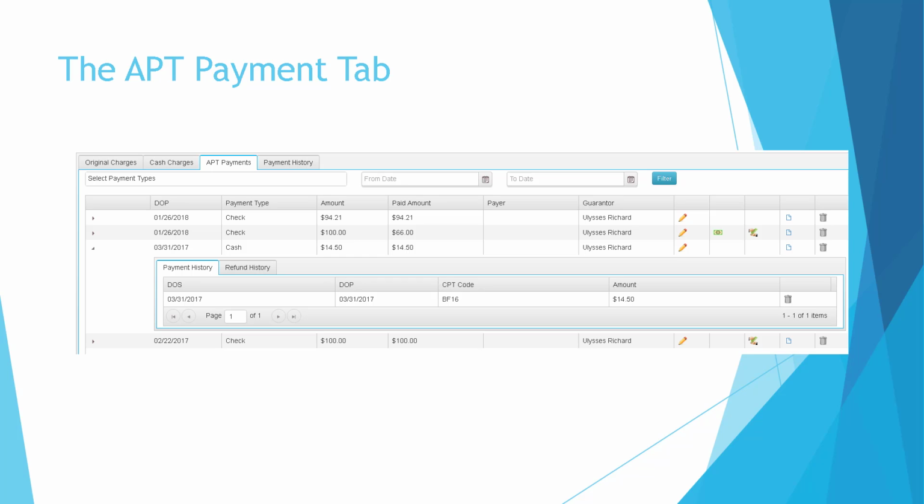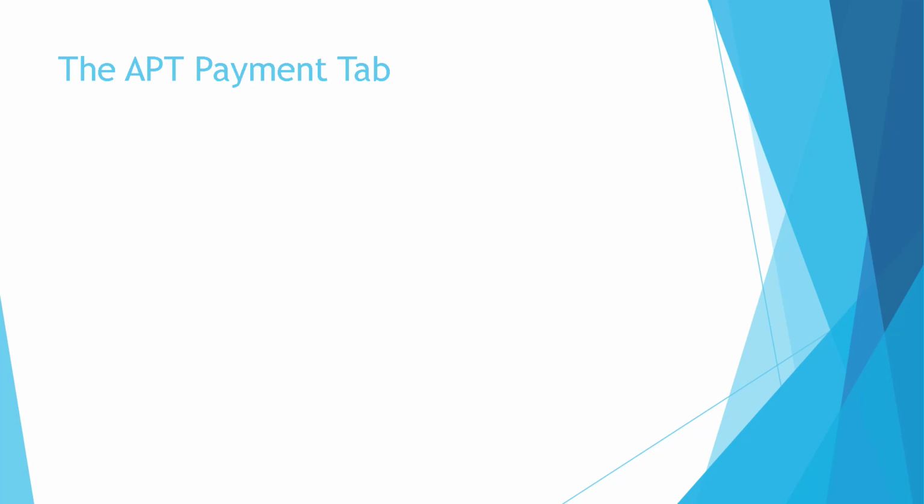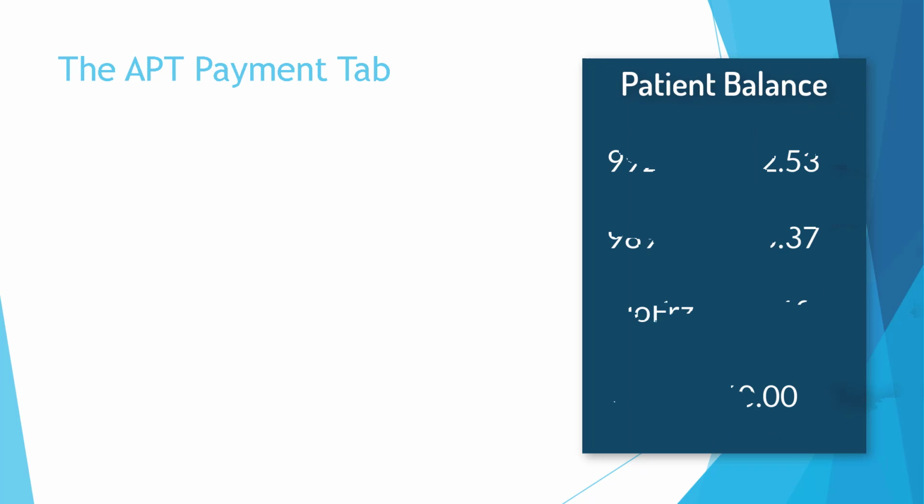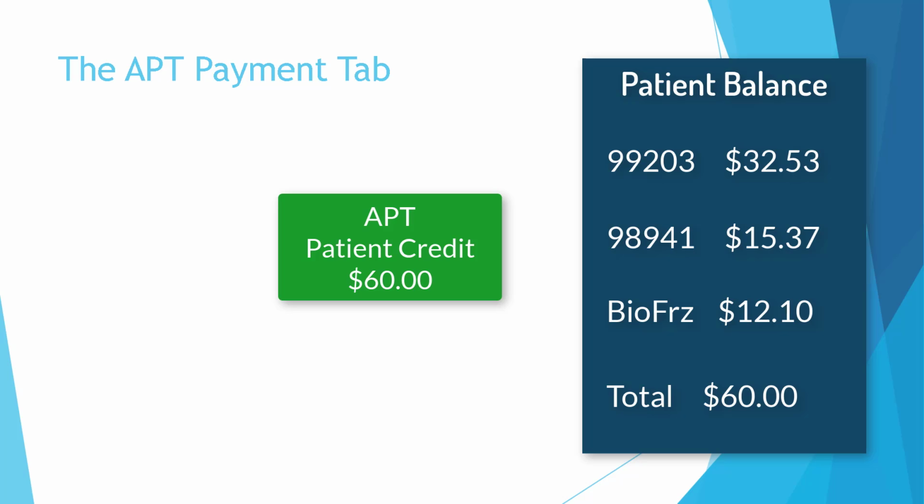The APT Payment tab also allows you to see if all of the funds for a payment have been applied. If there are funds from a payment remaining, you can use the tool on this screen to apply payments to a charge from a specific payment. This is different than using the APT to apply funds.